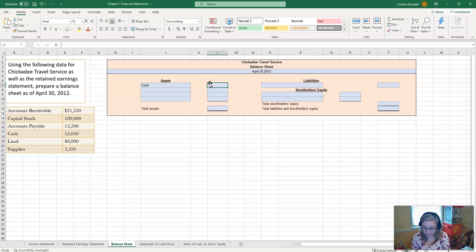Okay, and we see that cash is $53,050. We then have our accounts receivable, and that is $31,350. And then the other asset we have listed over there is land. Oh, we have two more, I apologize. Land at $80,000. And finally, supplies at $3,350.